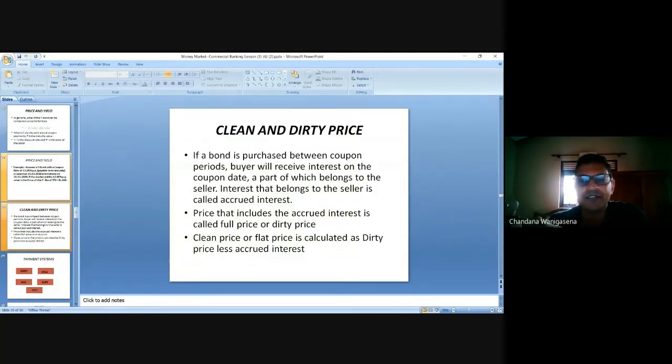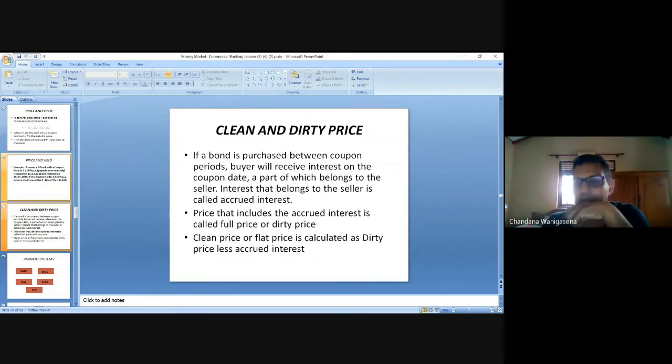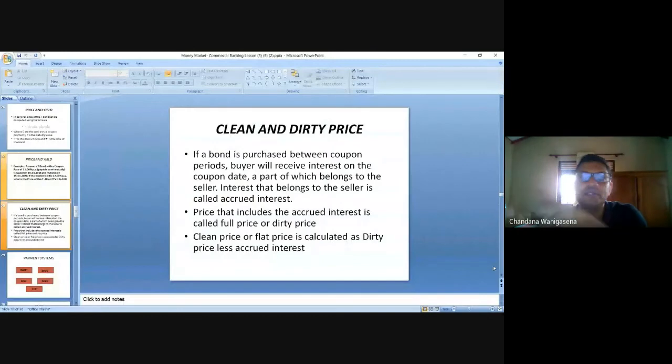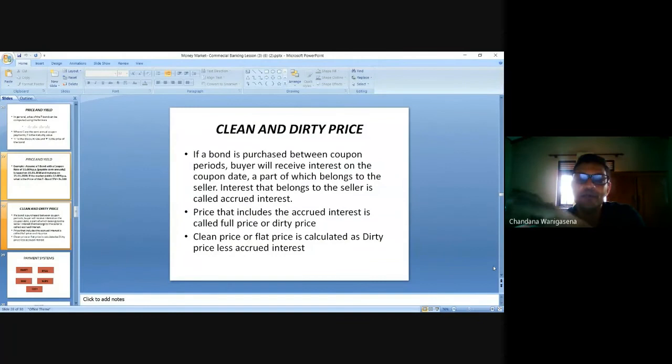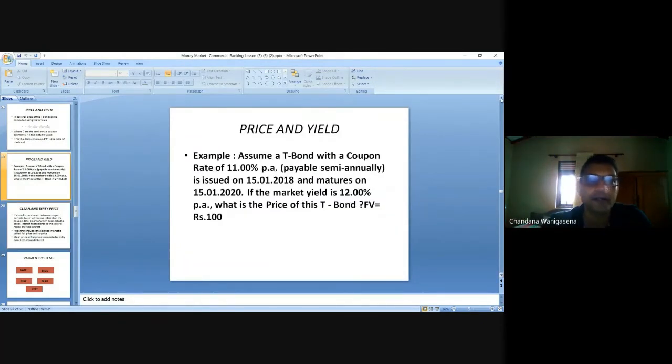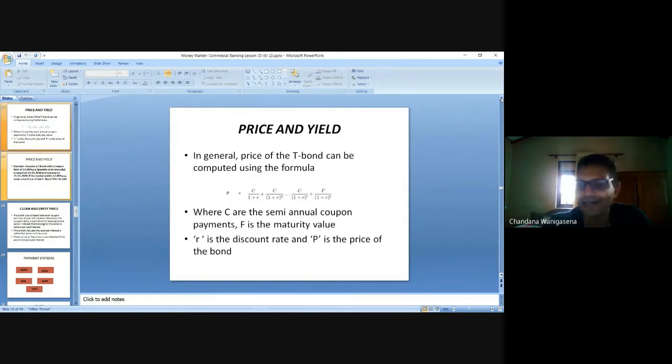So if a transaction happens in between, the original owner owns the interest of that treasury bill. So to get the right pricing, you need to take out that original owner's accrued interest component. The price including the accrued interest, we call the dirty price. If you take it out, it is the clean price. So I think it is better to understand that concept here itself.